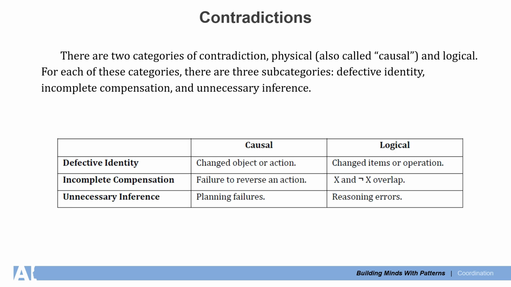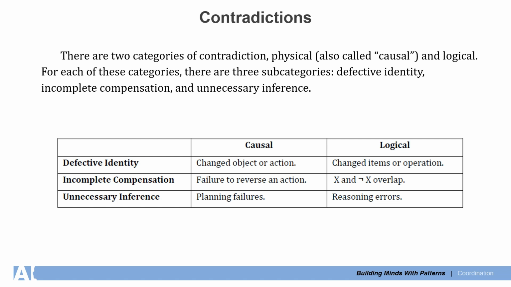There are two categories of contradiction: physical, also called causal, and logical. For each of these categories, there are three subcategories: defective identity, incomplete compensation, and unnecessary inference. Defective identity causal contradictions indicate that some object or action has changed. For example, one day when you go to start your car, it doesn't work. Therefore, something has changed. A logical defective identity is a changed item or operation.